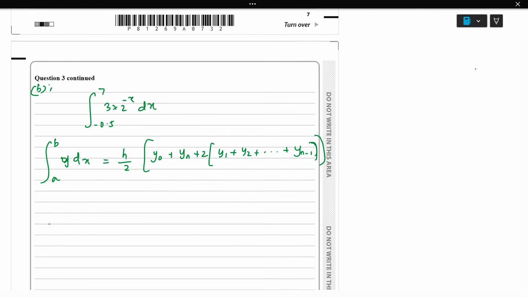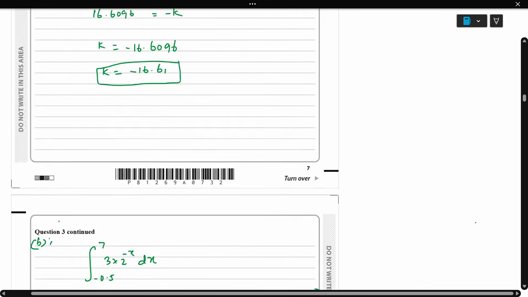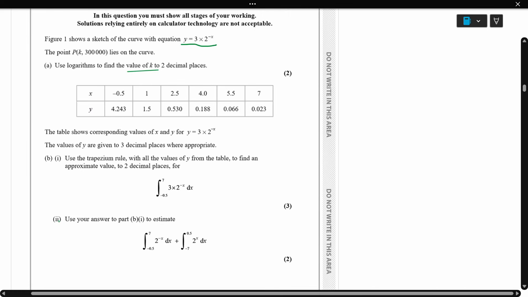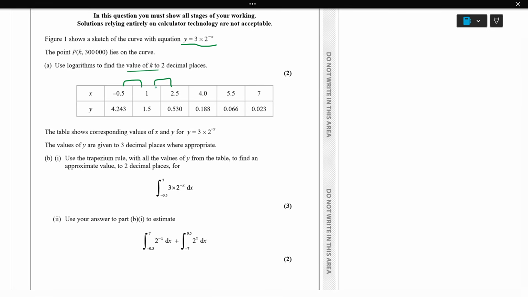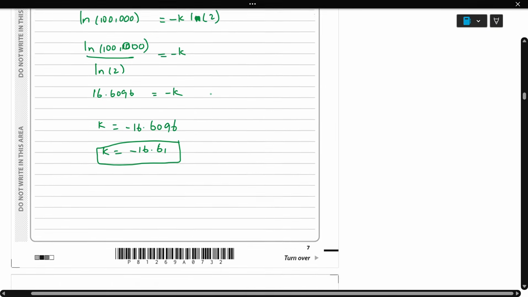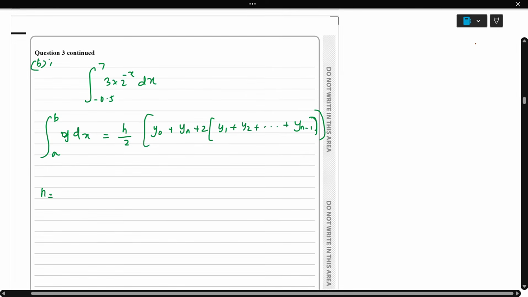Here first we need to find the height, which is the x step. Here to here and here to here, everything is even. From minus 0.5 to 1, that is 1.5. Next 1 to 2.5, which is 1.5, again 1.5. So the height h equals 1.5.